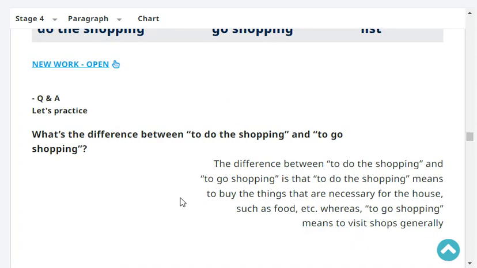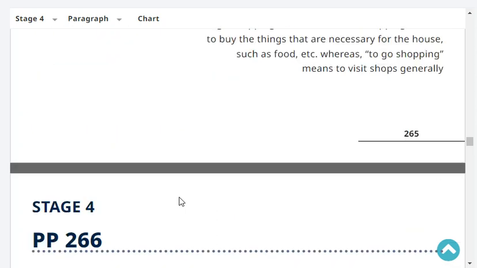200 years old. Very good. What's the difference between to do the shopping and to go shopping? The difference between to do the shopping and to go shopping is that to do the shopping means to buy things that are necessary for the house, such as food, etc. Whereas to go shopping means to visit shops generally. Very good.